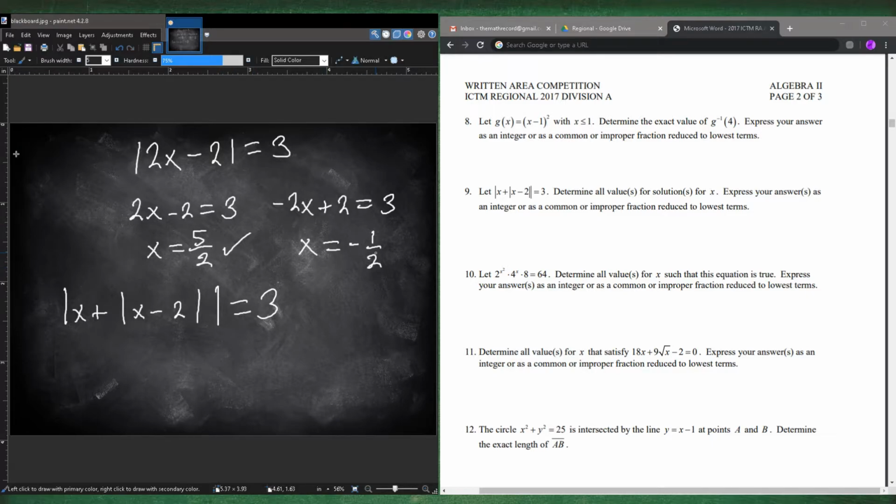Now we have negative 1 half. Okay, so negative 1/2 minus 2, that's negative 2.5, right? Absolute value, that's 2.5. And we know x is negative 1/2, that's negative a half.